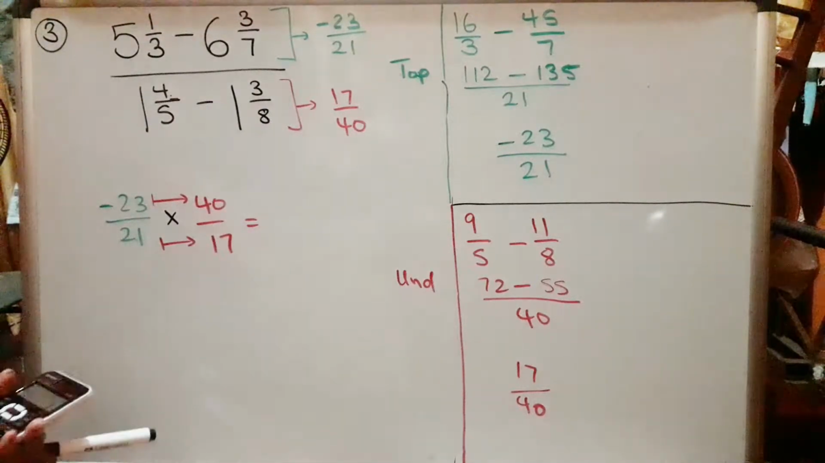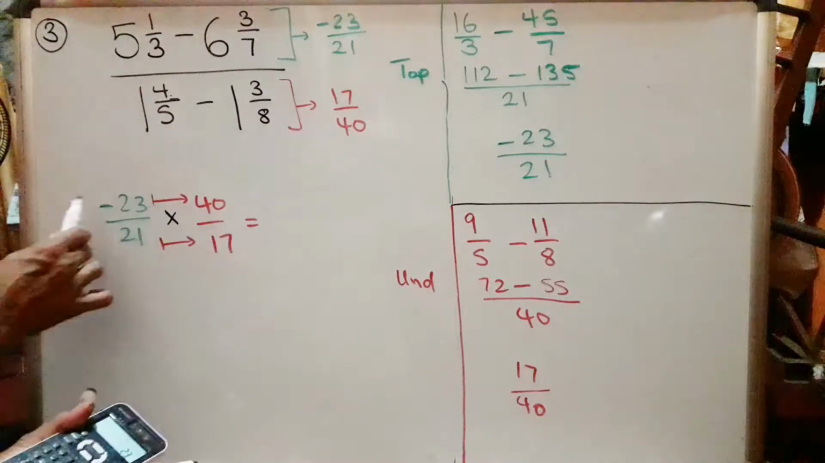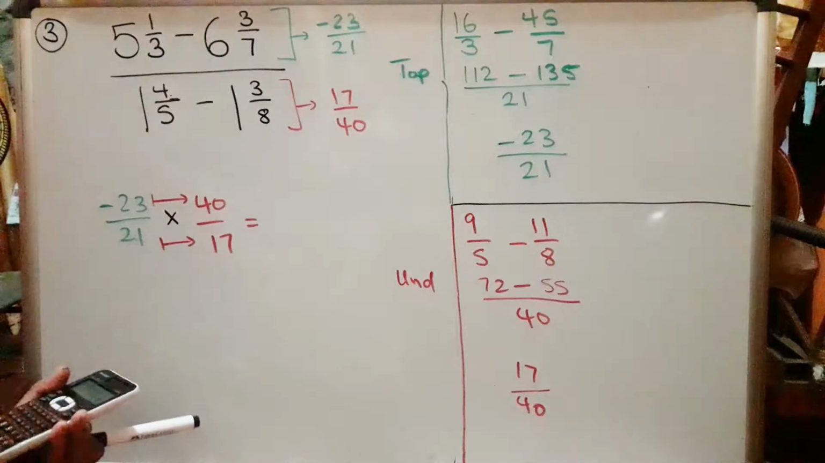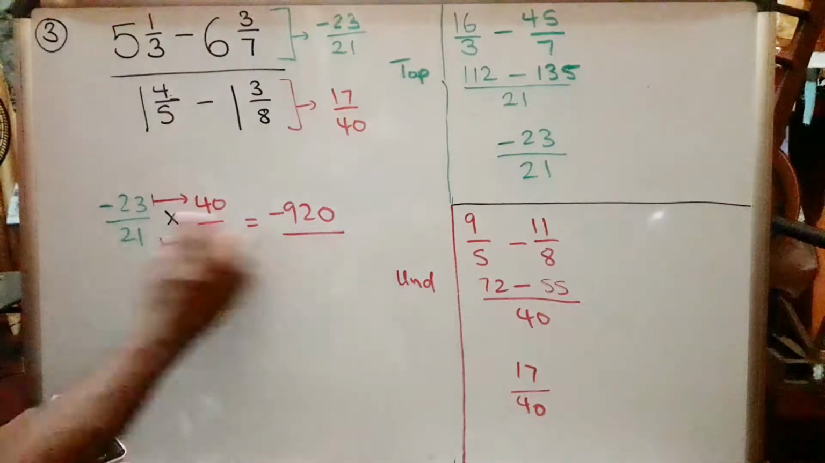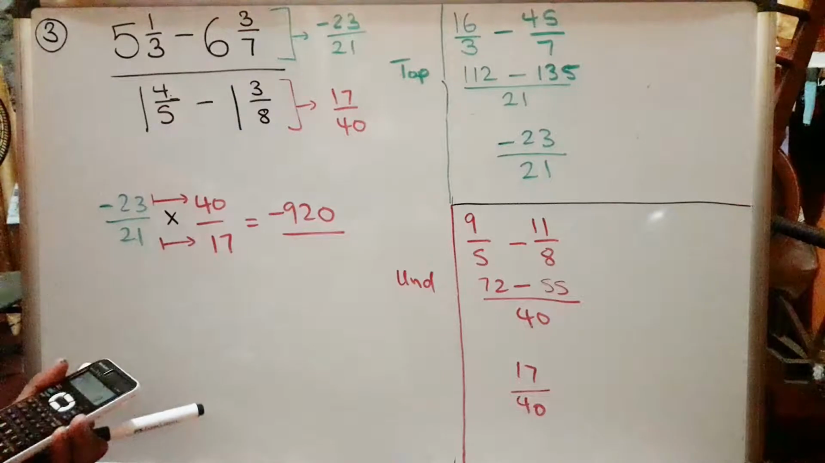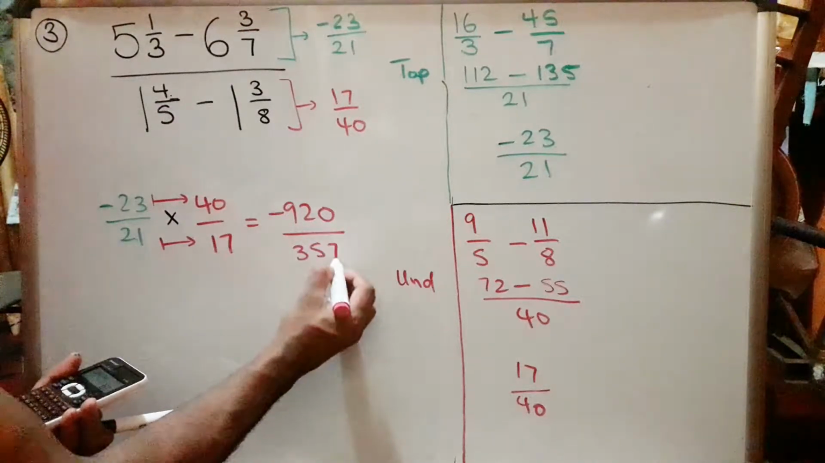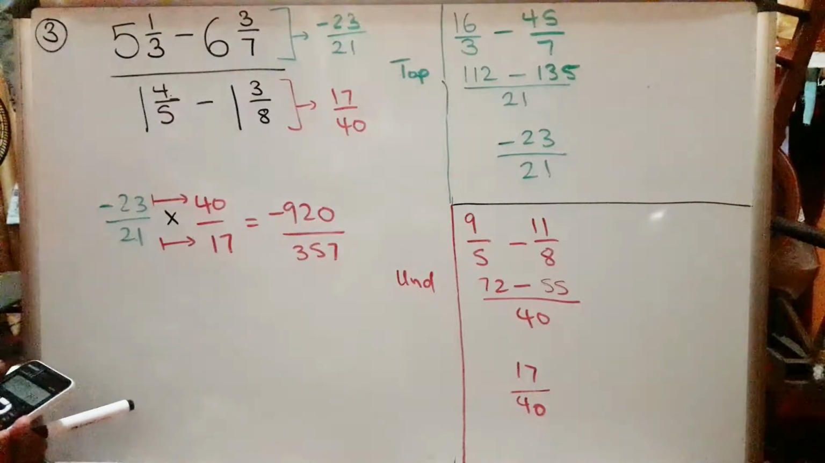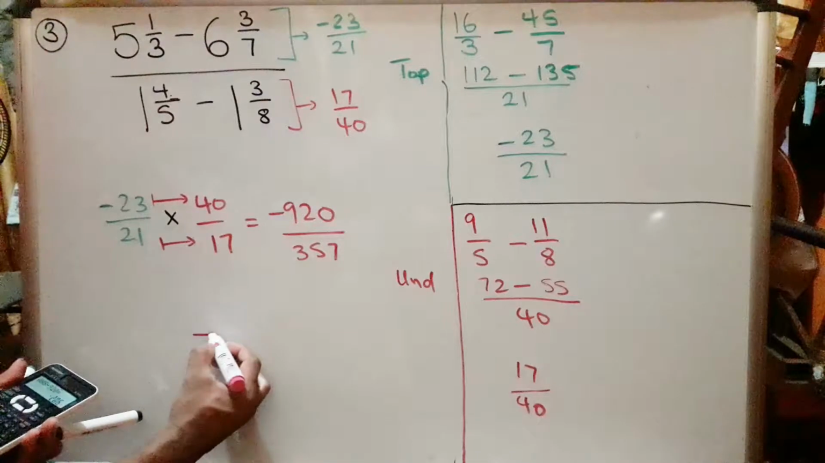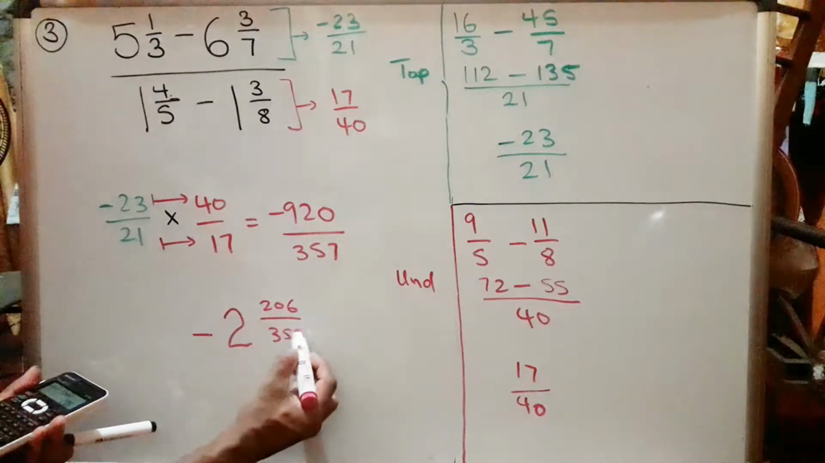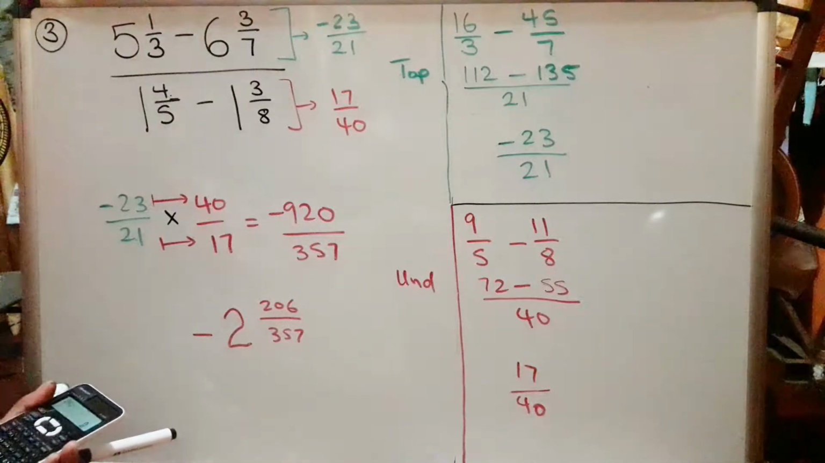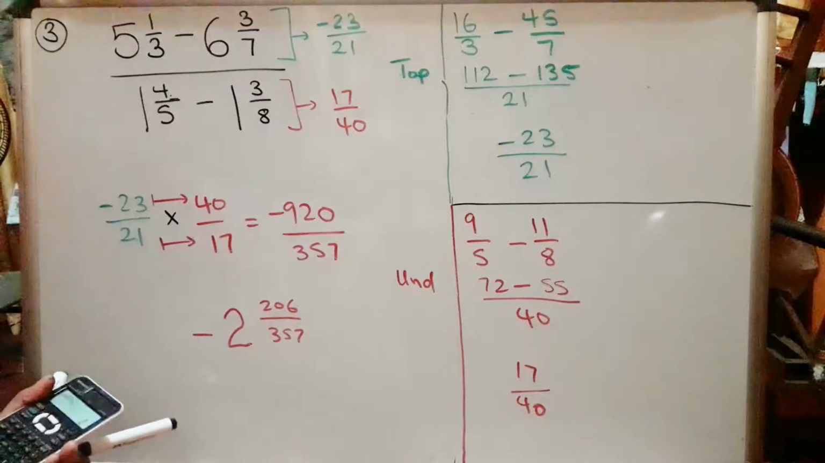Okay? So 23. Remember, this is negative 23 multiplied by 40 will give me negative 920. When you multiply a negative by a positive, you get a negative. And 21 multiplied by 17 will give me 357. If you were to convert this to a mixed fraction, and just double checking something here, you're going to get minus 2 and 206 divided by 357. I'm just double checking it. 2 multiplied by 357 plus 206.